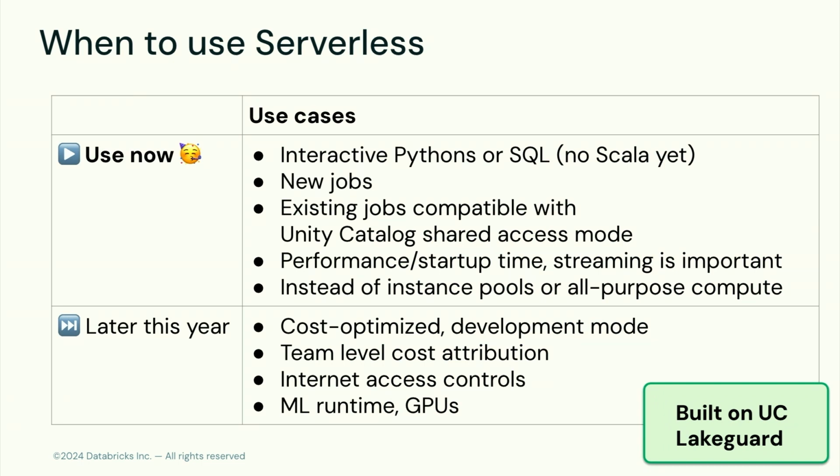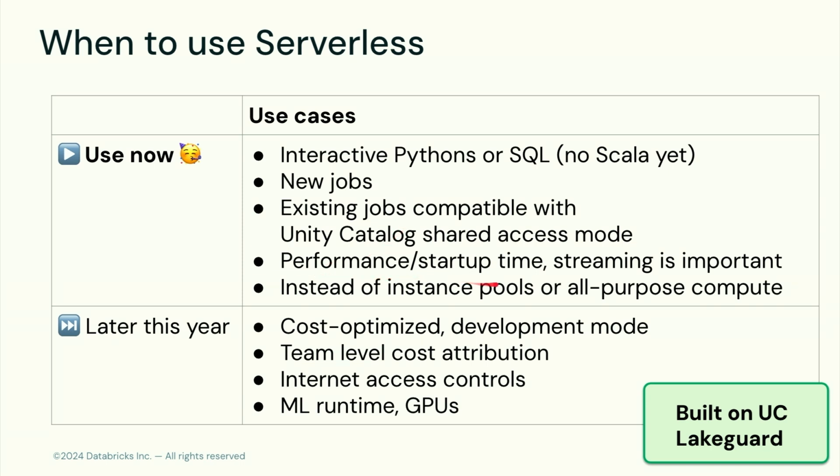All right, when should you use serverless? Anytime you do interactive Python workloads, SQL, serverless is very clearly where you should get started. Obviously, everything here is built on Unity Catalog and Lake Guard, so your workloads need to be compatible with that. So also for new jobs and existing jobs, when they're compatible with Unity Catalog, shared access mode, then you can use serverless. Well, it's very straightforward.